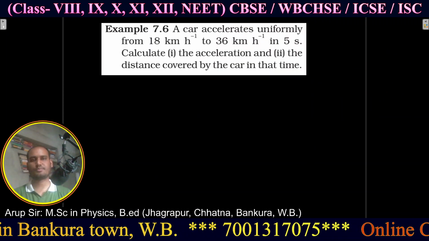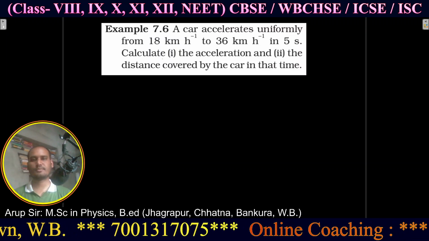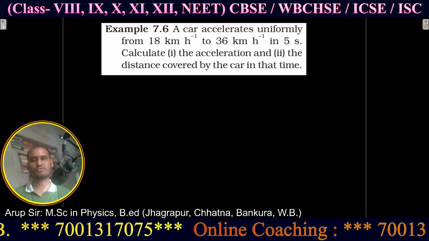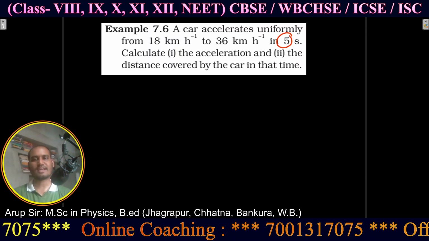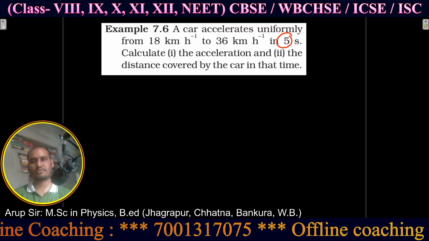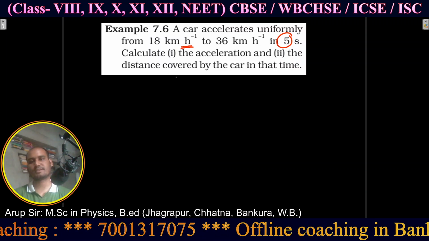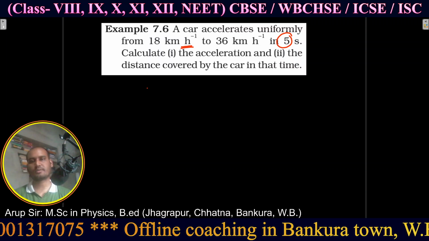Example number 7.6. A car accelerates uniformly from 18 km per hour to 36 km per hour in 5 seconds. See, time is given in seconds, but the unit of velocity is in kilometer per hour. So you have to convert the things, right? So what is the formula for conversion?